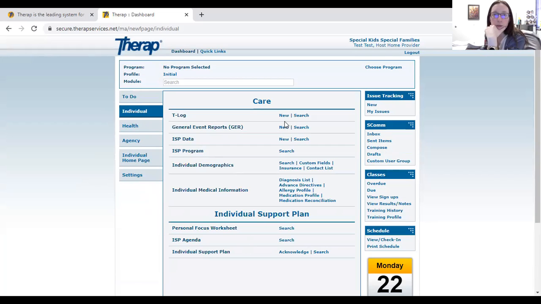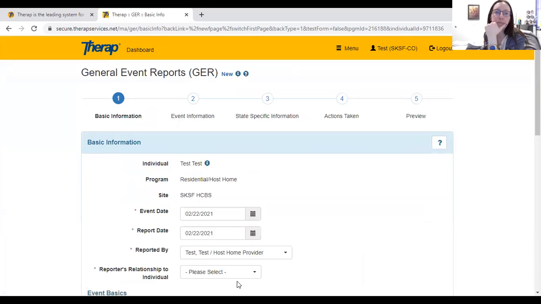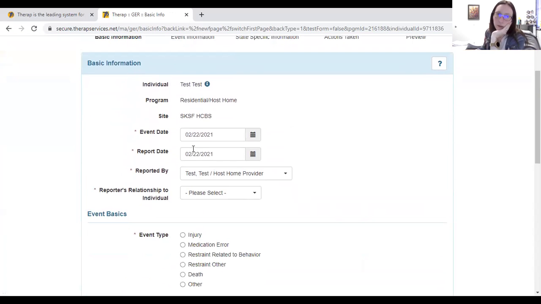We're going to go to individual, and in order to initiate a general events report, we're going to click on the new button. If you have more than one client, they're going to show up here. Make sure that you are clicking on the appropriate name. All right, so a couple of important things. I know this screen looks simple enough, but we find a lot of mistakes in this first screen.